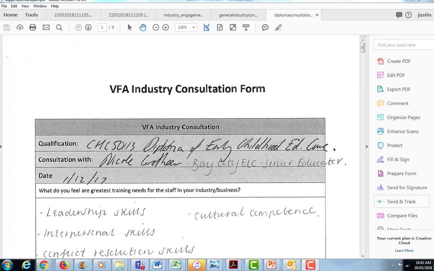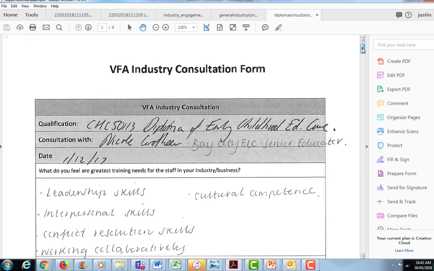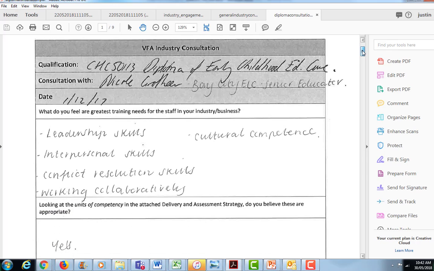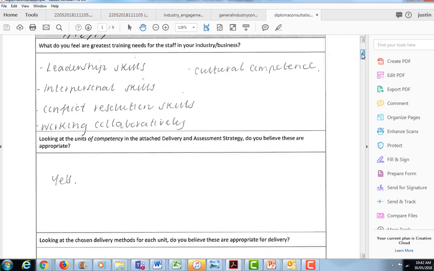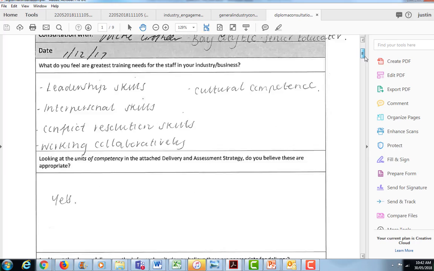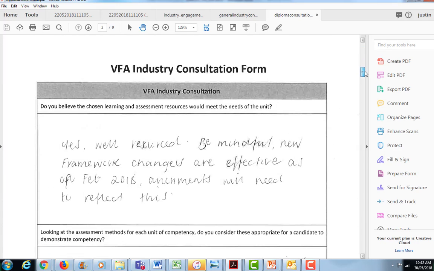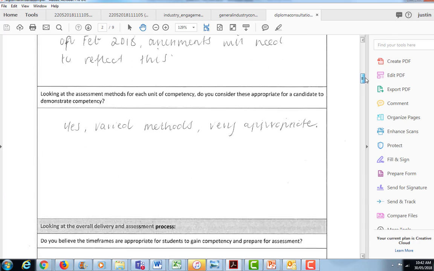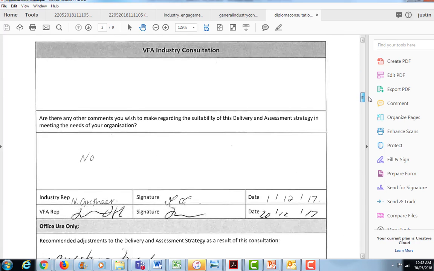So traditionally for industry consultation, what we've done is a couple of things. We've had this form here, which Maria wasn't totally happy with anymore. But basically I would meet with someone from industry and ask them the questions you can see on the screen here. It's more around the electives chosen, the units, the needs of industry, the learning assessment strategy, resources, etc.